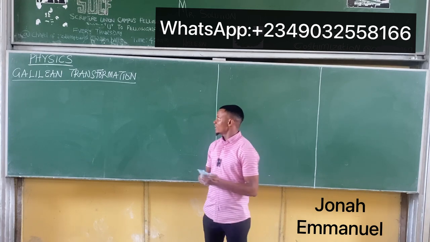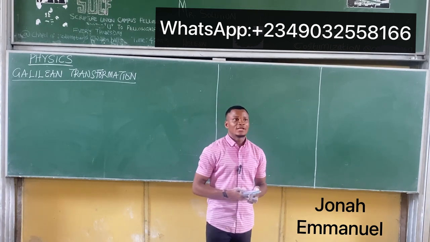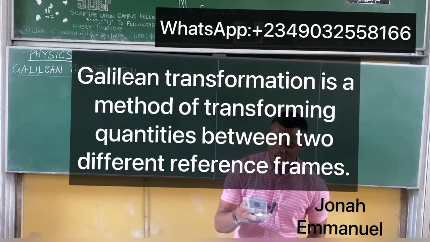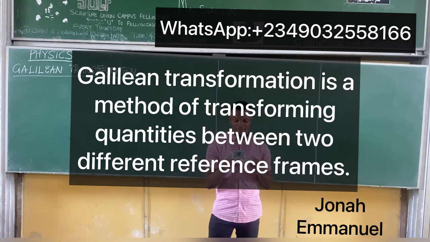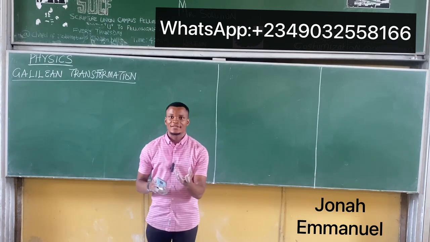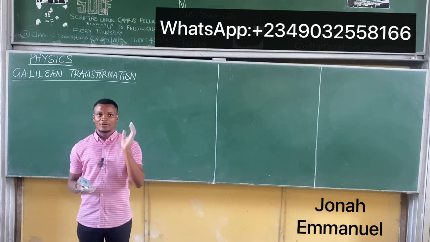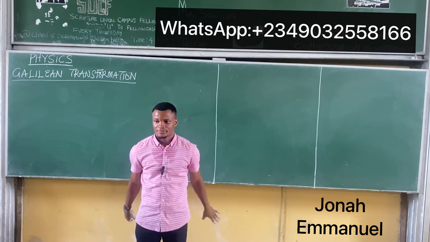So let's look at Galilean transformation. Definition, please. I said Galilean transformation is a method of transforming quantities between two different reference frames. That's all. Different reference frames. That's all. Examples.